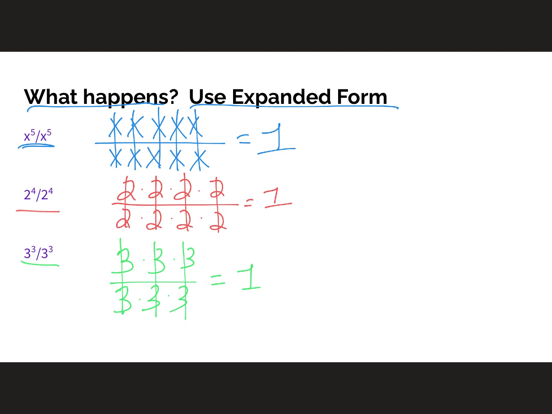From this you'll notice that each of these, if we did this using our quotient, it would be x to the 5 minus 5, which is x to the 0. Here I would be left with 2 to the 4 minus 4, which gives me 2 to the 0 power. And here I'm left with 3 to the 3 minus 3, which gives me 3 to the 0 power. And this is where we get this.